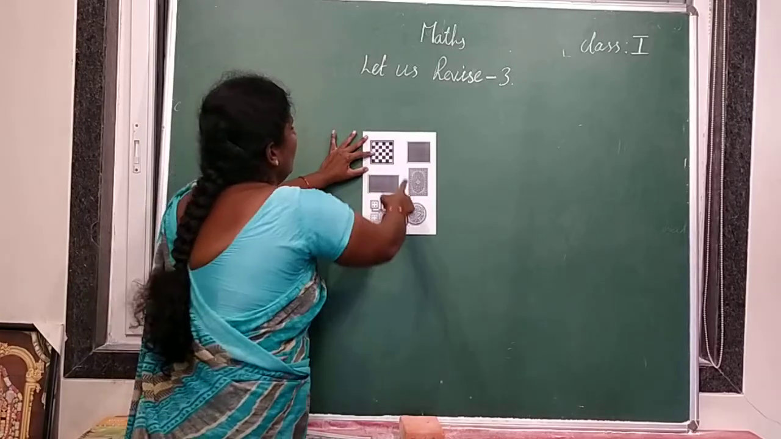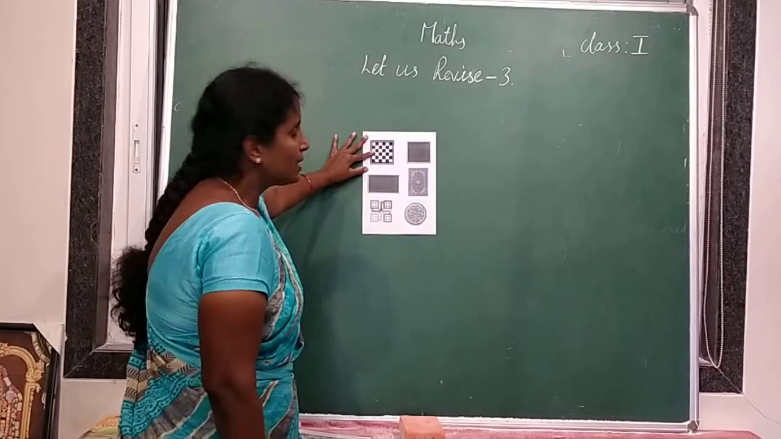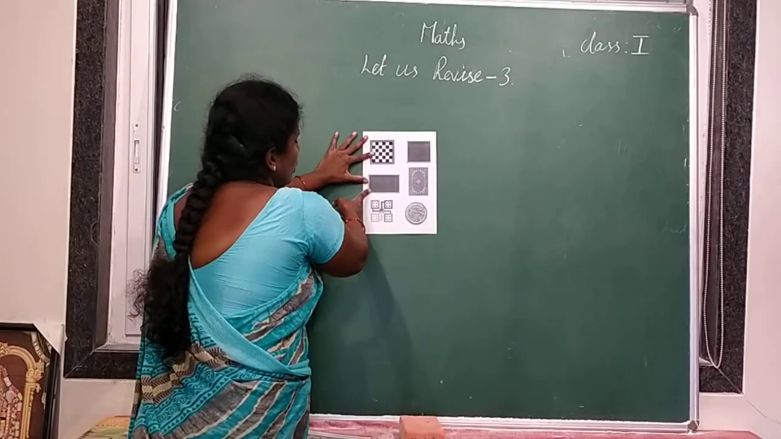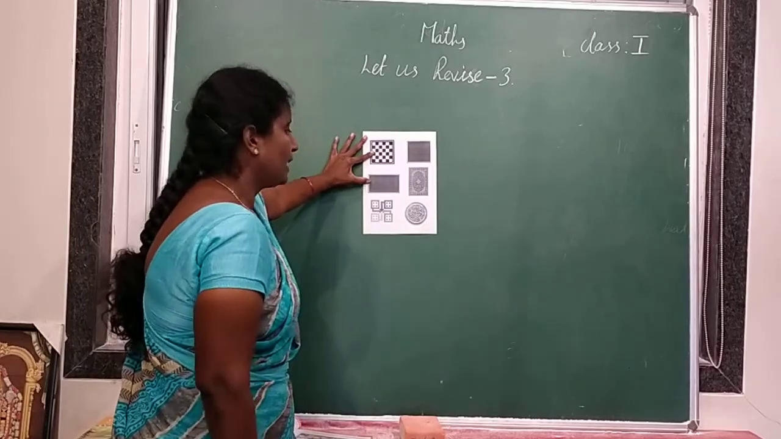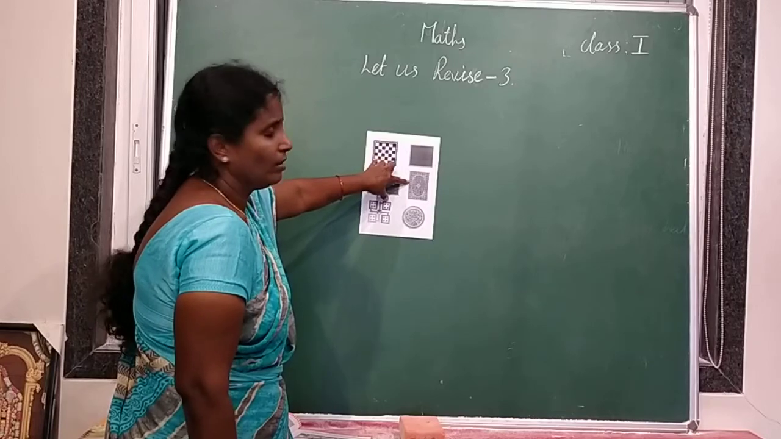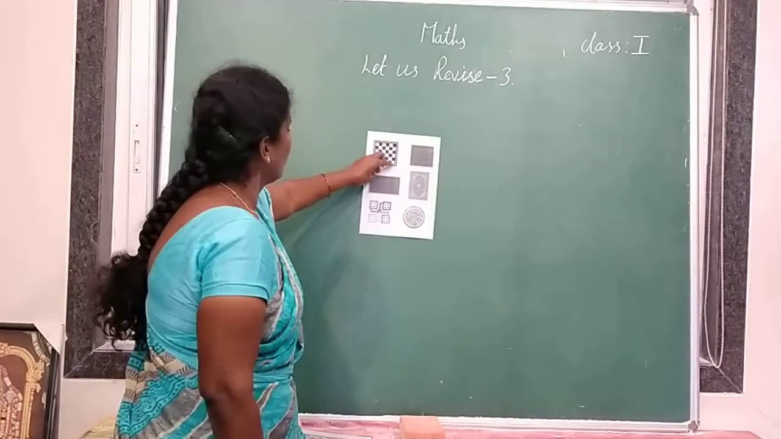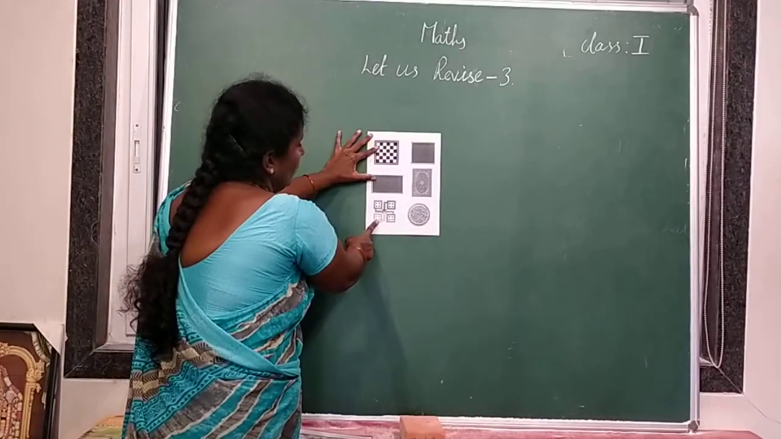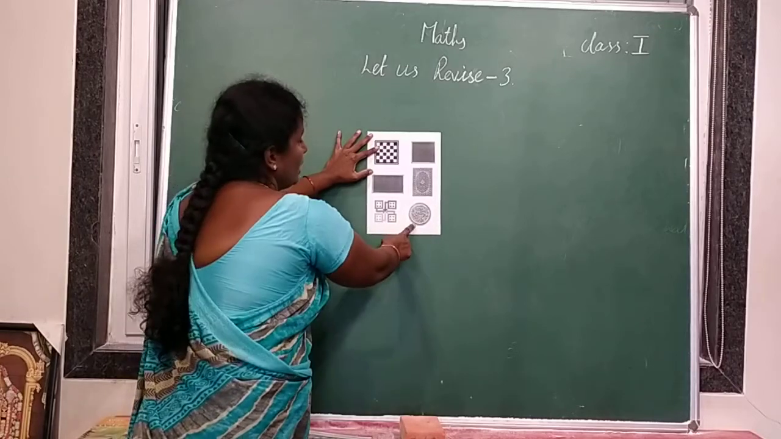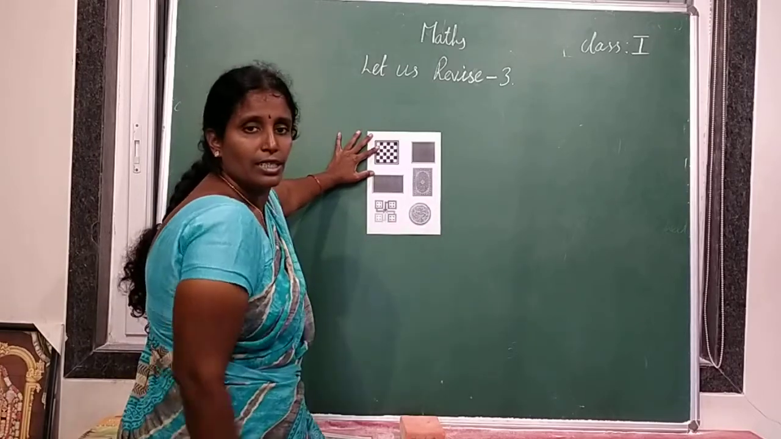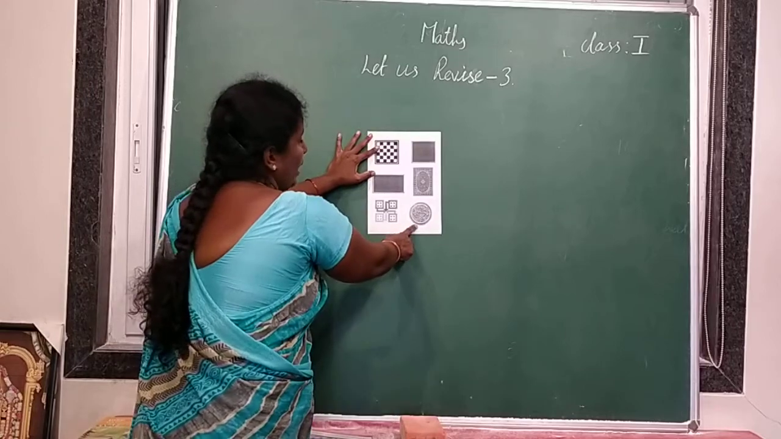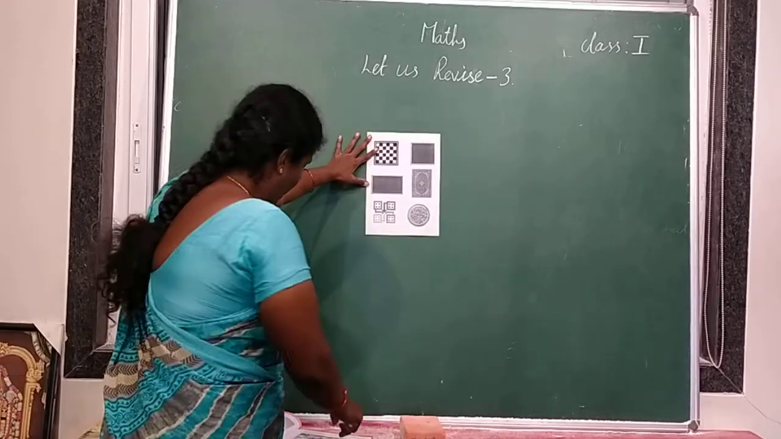Square shape. This is in square shape. This is in which shape? Rectangular shape. This is in rectangular shape. And this is in square shape. This is in circle. What is this shape? Circle. And more are there.